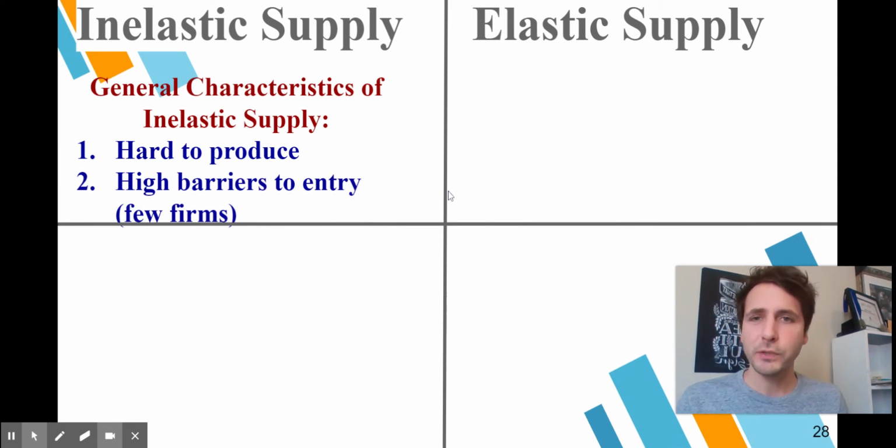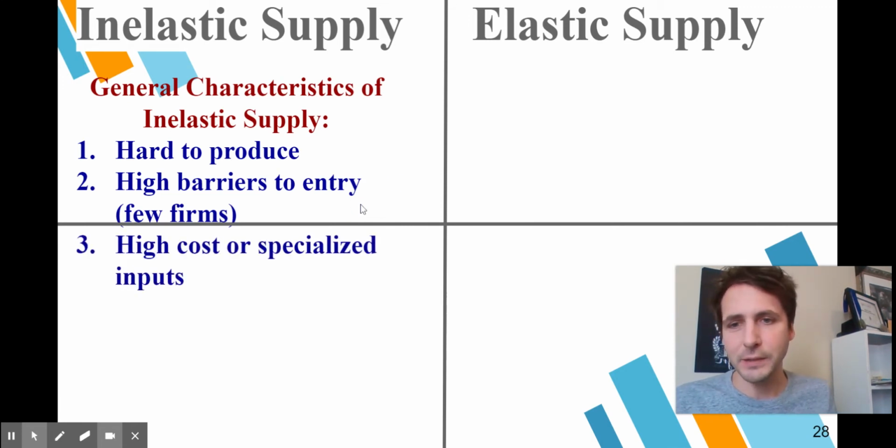There are high barriers to entry, right? Prices going up for electric cars, for example. But it's very difficult to produce electric cars. There's a few firms that kind of dominate the market, for example. There's a lot of regulations, right? So, not a lot of firms are going to join up and start producing more electric cars when the price goes up for them. So, as a result, they're relatively inelastic.